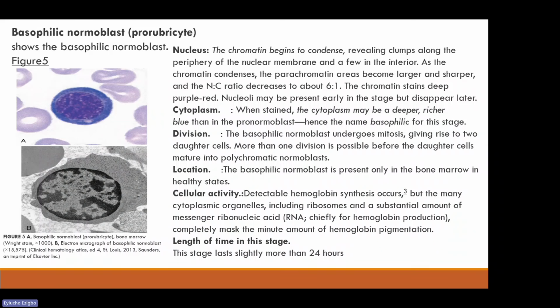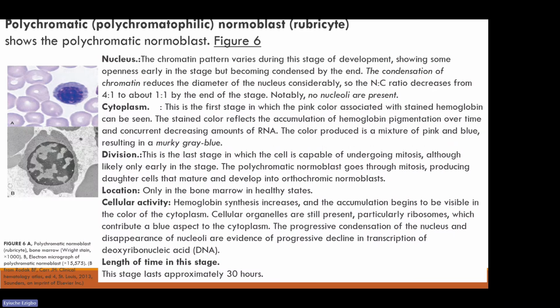The cellular activity of this cell is detectable. There is detectable hemoglobin synthesis at this point, but the many cytoplasmic organelles, including ribosomes and a substantial amount of messenger nucleic acid, completely mask the minute amount of hemoglobin pigmentation. It also lasts for 24 hours. This is the stage in the maturation process of the red blood cells.